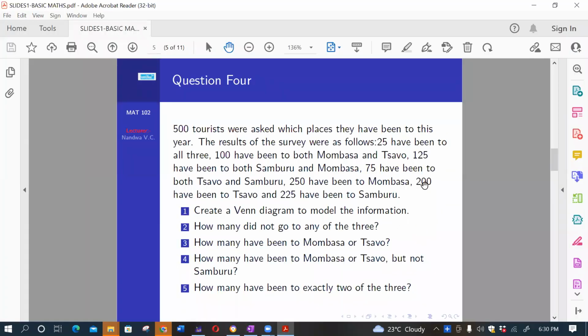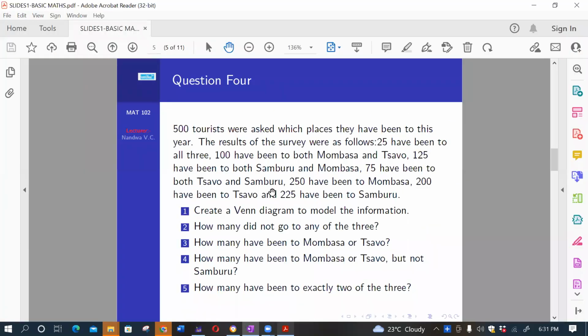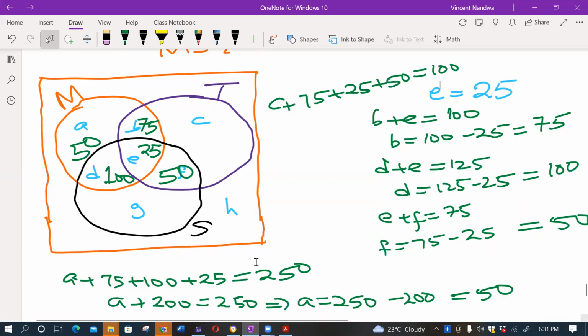The other information is 200 had been to Tsavo. So set T should give us a total of 200. So C plus 75 plus 25 plus 50 should be 200. That's what is given, 200. Now 75 plus 25 plus 50 is 150. So C will be 200 minus 150, which is 50. So you fill here by 50.